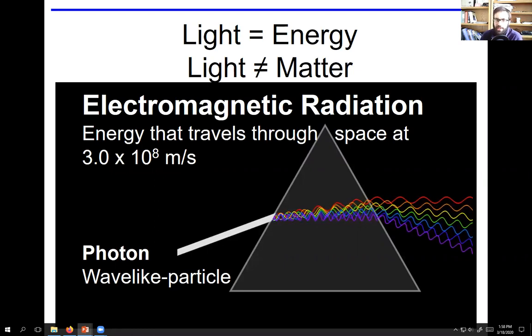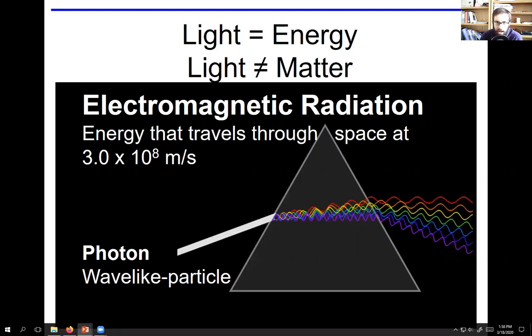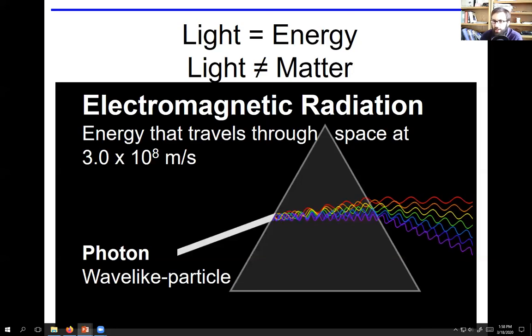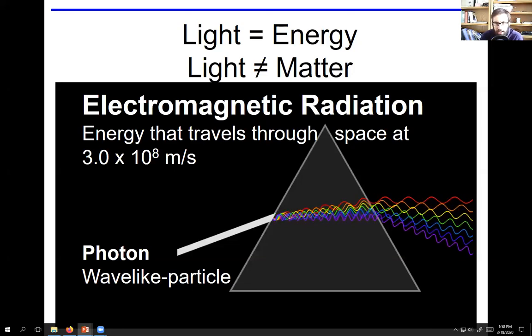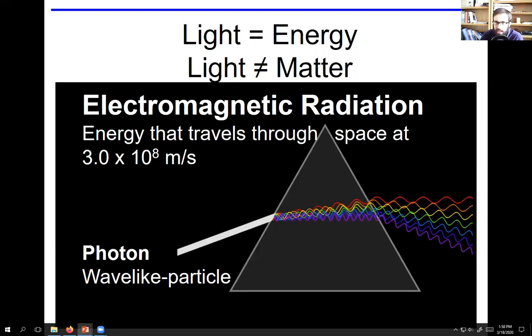It has no mass, right? We said that matter has to have mass and volume. Light does not have mass. Light does not have volume. So light is not matter. But light is energy. Okay, photons have energy. We just calculated the energy of a particular photon that was in yellow light.